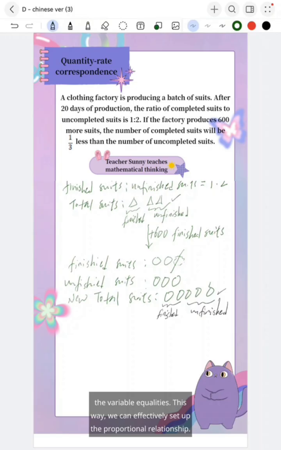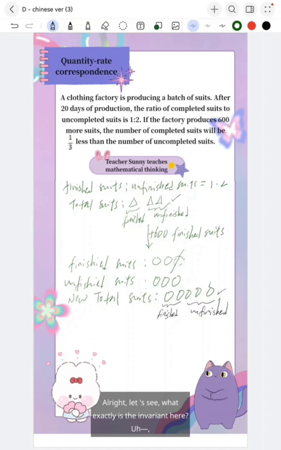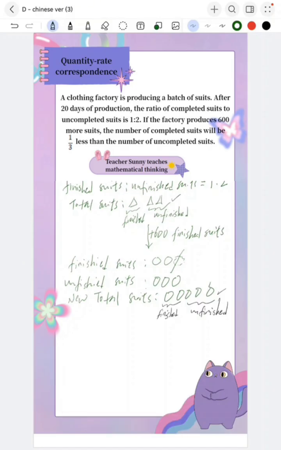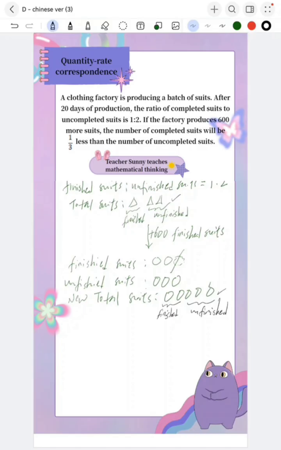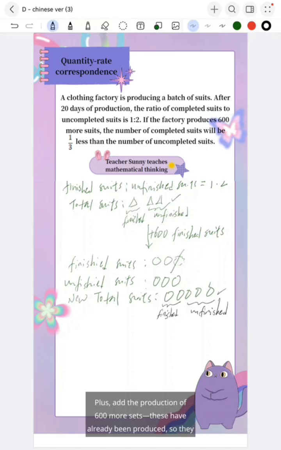Alright, let's see. What is the invariant here? Is the number of completed sets the invariant, or is it the number of uncompleted sets that's the invariant? Let's look here. The key is right here. Plus, add the production of 600 more sets. These have already been produced, so they count as completed sets. In other words, the number of uncompleted sets actually hasn't changed.